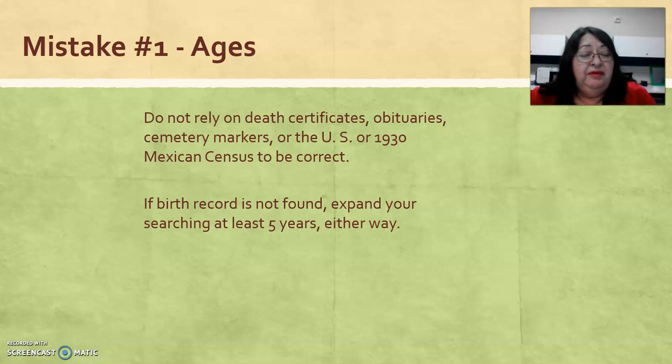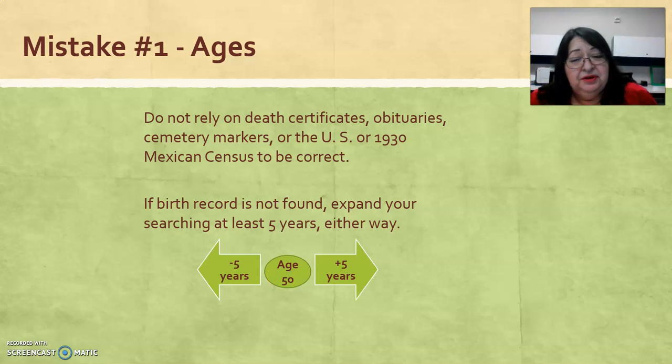Expand your searching 5 years either way. If, for example, it states that that person is 50 years old, but you have no document to prove that they're 50 years old, search 5 years before, so start at 45, and then go 5 years after, 55. You've got that 10-year frame to hopefully find a birth record to verify that person's age.